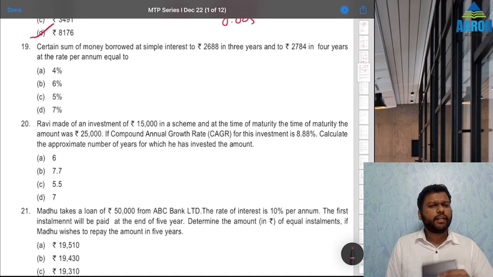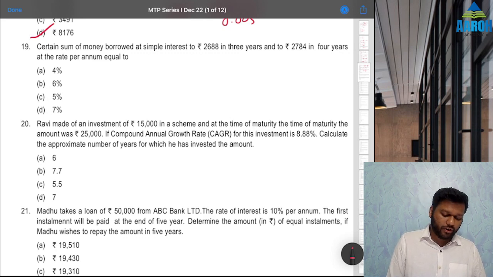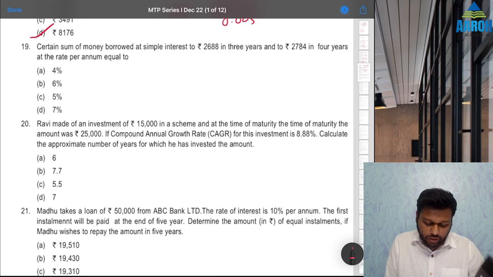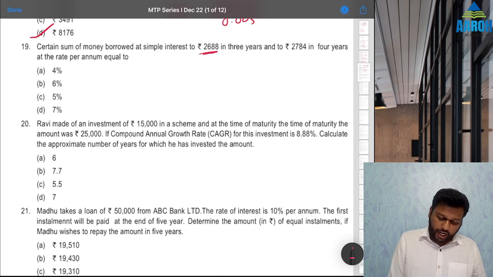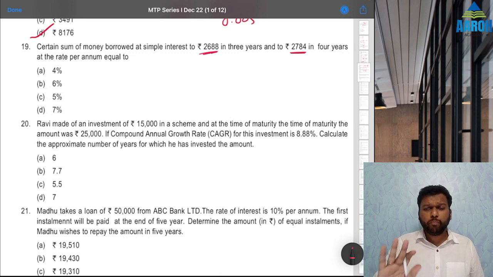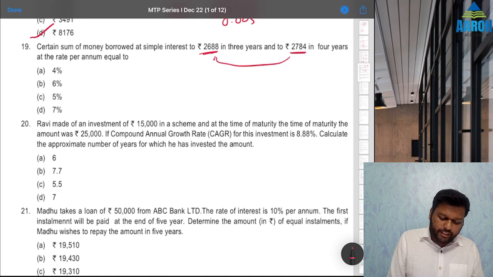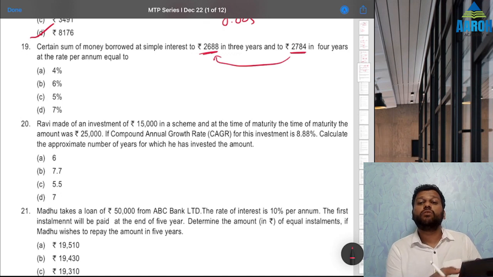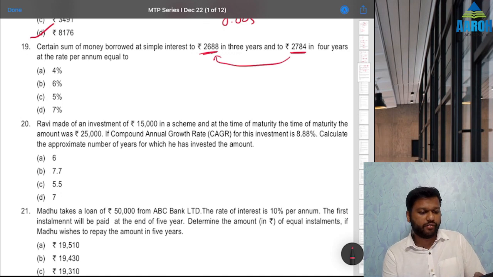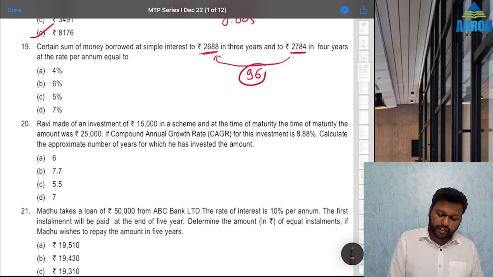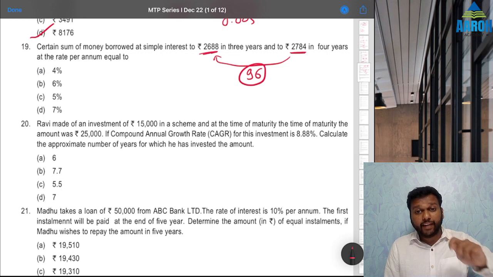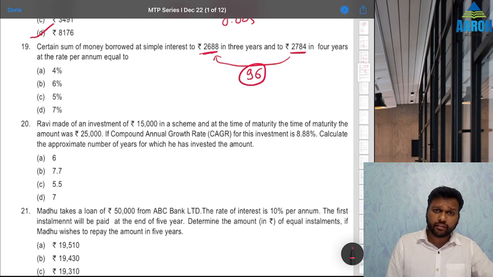Next, a certain sum of money borrowed at simple interest grows to 2688 in 3 years and 2784 in 4 years. Simple interest, right? Simple interest is the same every year. So what is simple interest in the 4th year? 2784 minus 2688. 96 rupees is simple interest in the 4th year. That means 96 rupees is simple interest in every year, right?